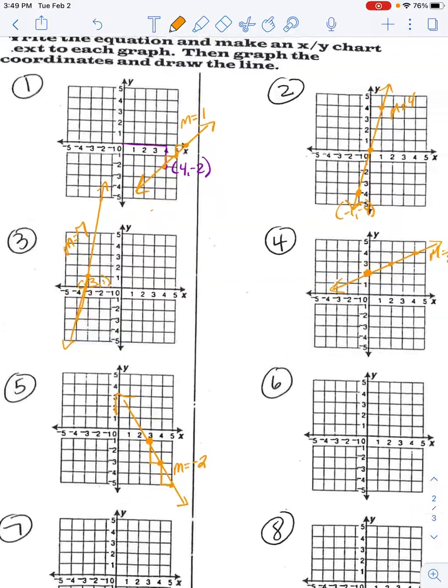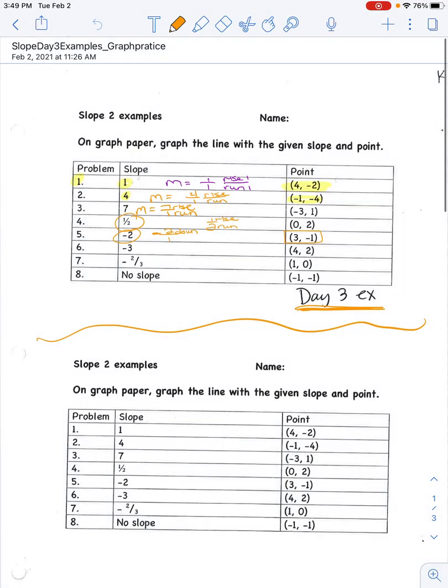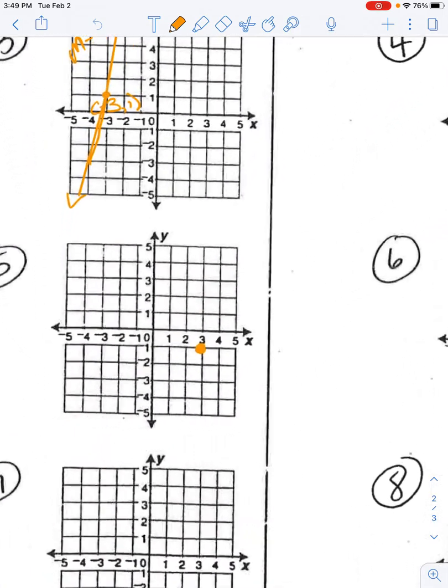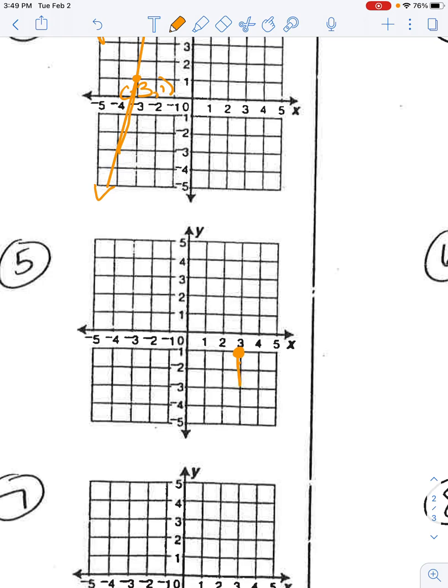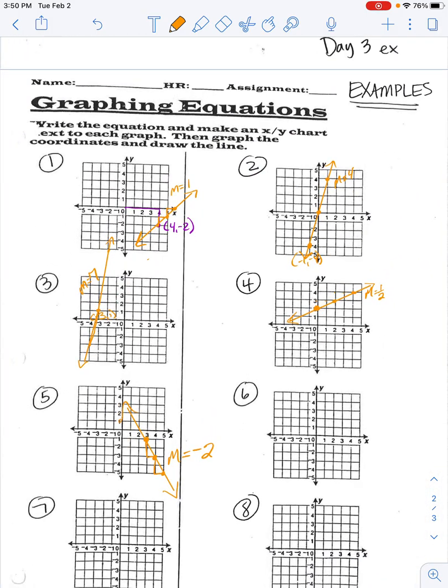Okay, do you see the difference? Look at the other lines. They're going up and to the right, where this one is going down and to the left. It disappeared on me. Down 2, run 1. Slope of -2. The line is going down. Again, now you can look at it.